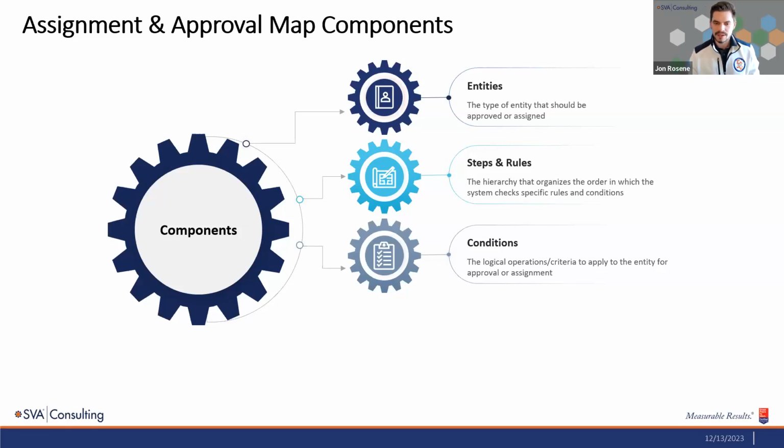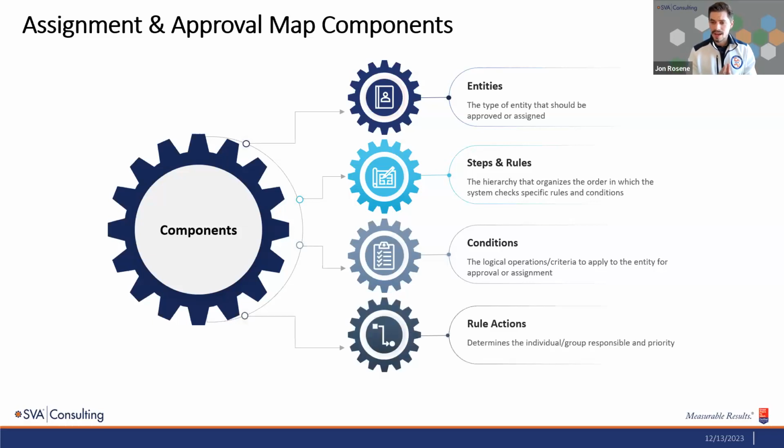We'll also see a set of conditions. So as we define those steps and those rules, what specifically are we looking at? Is it anything in excess of $1,000, in excess of $1,500? Do we need to have different variables within those conditions? Again, there is a lot of flexibility that comes with the configuration parameters within the approval and assignment maps. Sometimes that can be overwhelming, and we're always here to help the SVA team to work through specifically what needs to exist in the system.